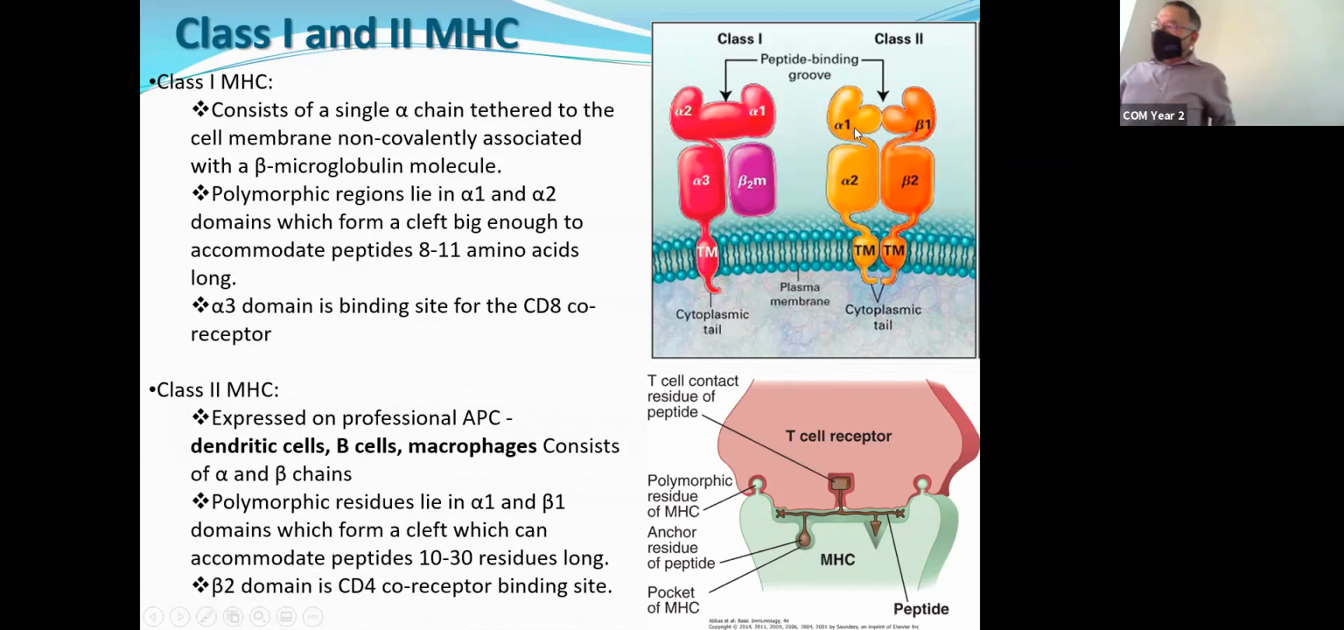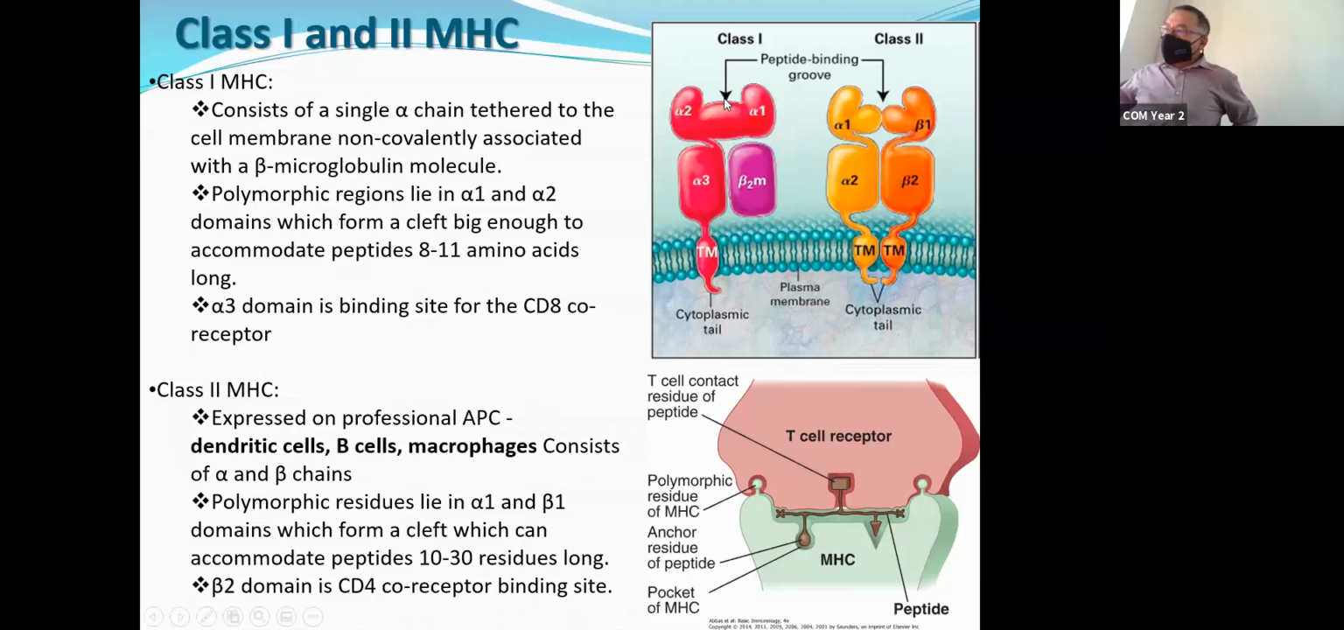And with a class 2, it's composed of two separate proteins, an alpha chain and a beta chain. But again, if you look at the beta 1 section, that is also a hot dog bun, right? The class 1 has this accessory molecule called a beta 2 microglobulin, which is a common plasma protein. And it sits there to stabilize this class 1 complex.